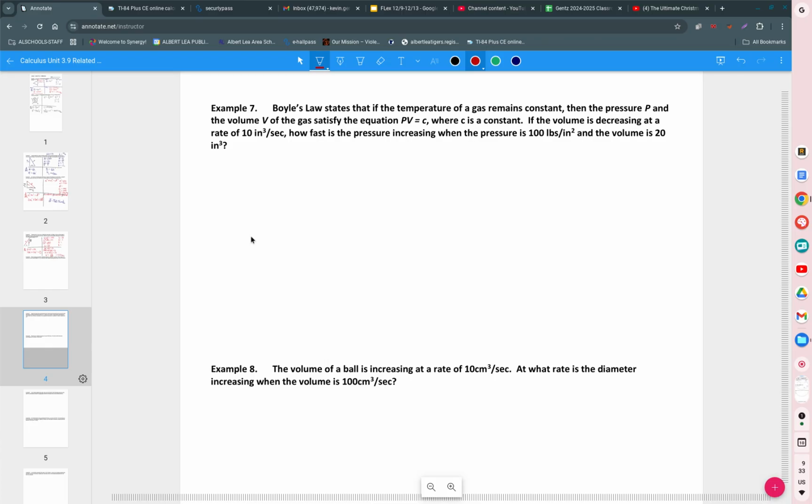Anyway, I'm not a science teacher. But this is the application. Boyle's law states that if the temperature of a gas remains constant, then the pressure and the volume of the gas will satisfy PV equals C, where C is constant. If the volume is decreasing at a rate of 10 cubic inches per second, how fast is the pressure increasing when the pressure is 100 pounds per inch squared and the volume is 20 cubic inches?